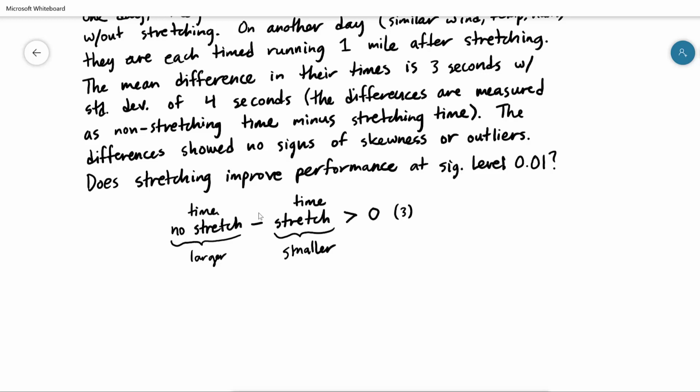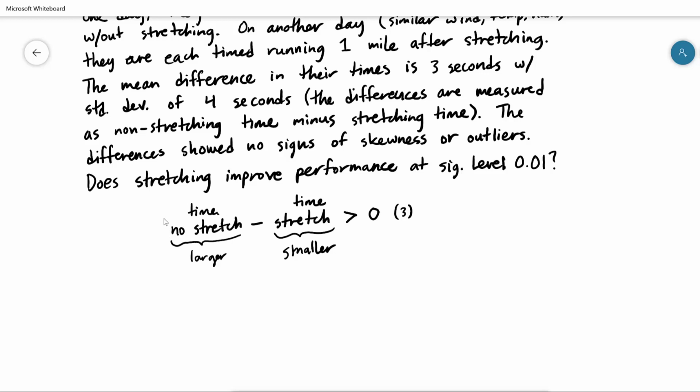Does this even indicate improved performance? So it turns out we got a bigger number when they didn't stretch. Is that good or is that bad? Well, in the context of running, we need to think about what that means. If the time when they didn't stretch was a larger number, that means it took them longer to run a mile. If it took them longer to run a mile, it meant they were running more slowly.